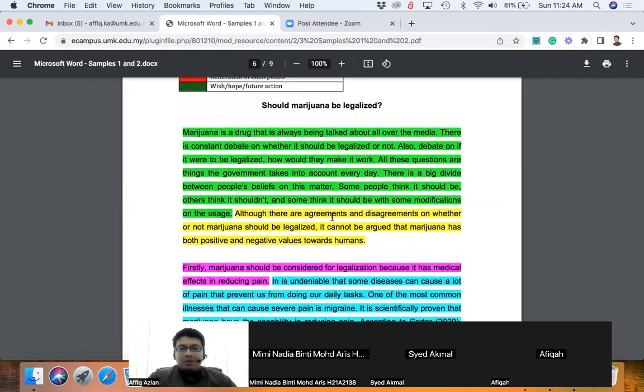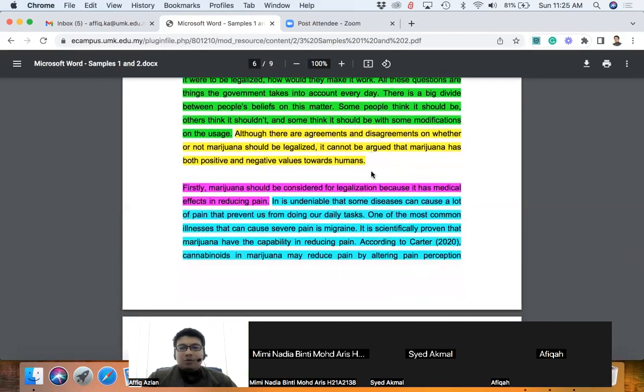So although there are agreements and disagreements referring to the general background on whether or not marijuana should be legalized, it cannot be argued that marijuana has both positive and negative values towards humans. You can also include the points in yellow or in pink here as part of your thesis statement. So you see, this is the thesis statement.